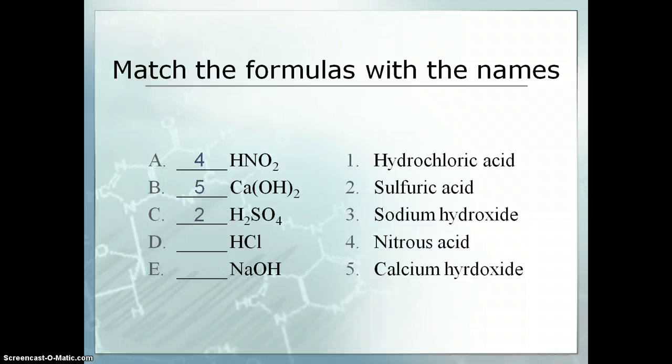HCl, it also starts with an H, so we know it's an acid. And Cl is the symbol for chlorine, so it's going to be hydrochloric acid. Finally, we have NaOH. OH ending means it's going to be a base, so we have to look for a word that ends in hydroxide. Remember that Na is the symbol for sodium, so we know that NaOH is sodium hydroxide.